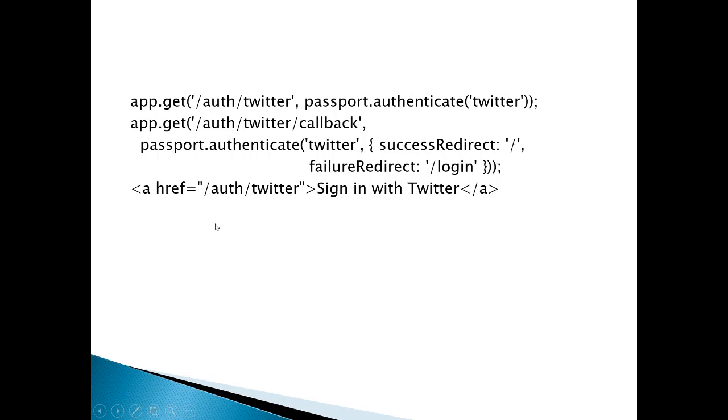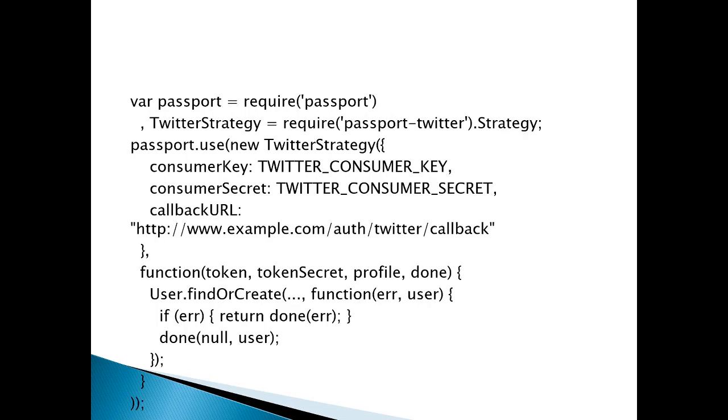In case of success, we will forward it to slash, or in case of failure, we will send it back to the login page. So this is the way with which we can easily configure Twitter sign in using our application. We have to implement these two routes, and with these two routes we need to configure this strategy. This is the default strategy. You only copy and paste this strategy and use your keys and secrets, and change the callback URL if needed.